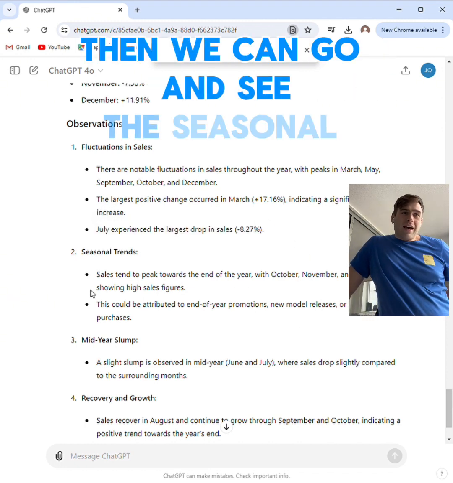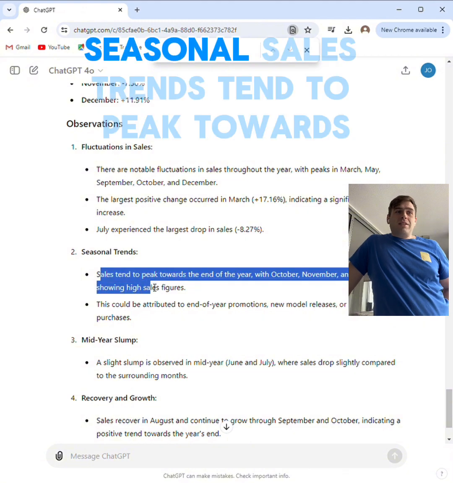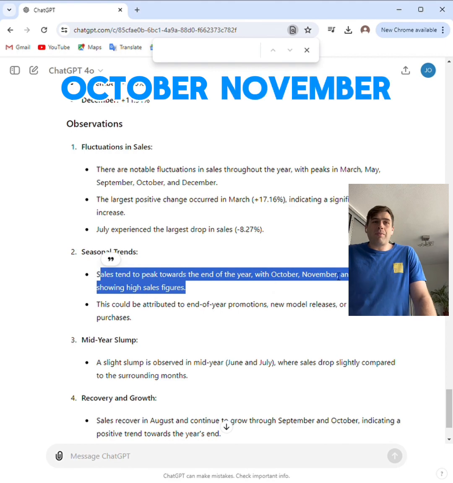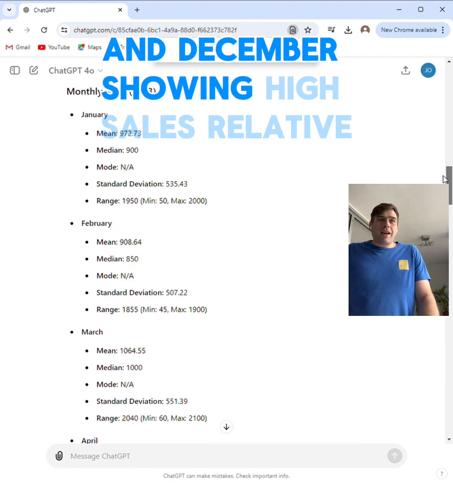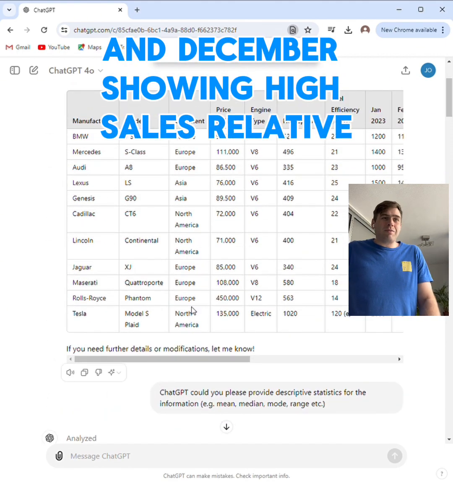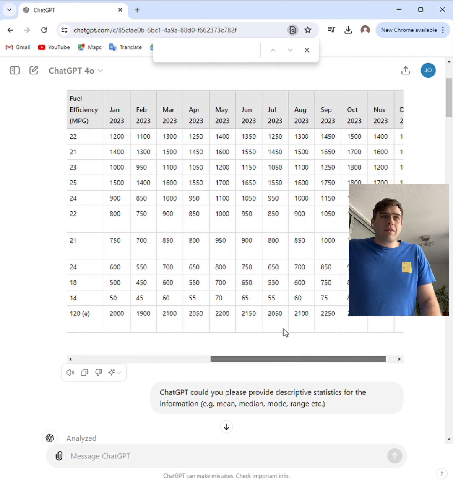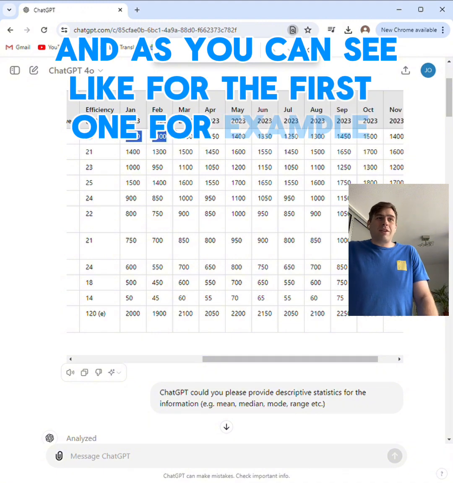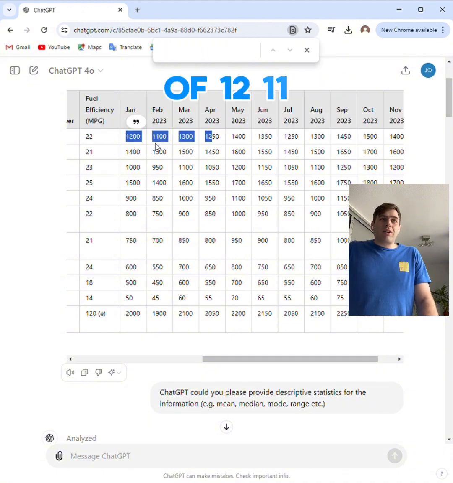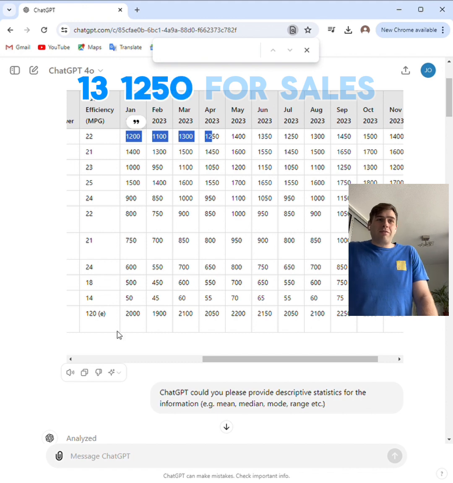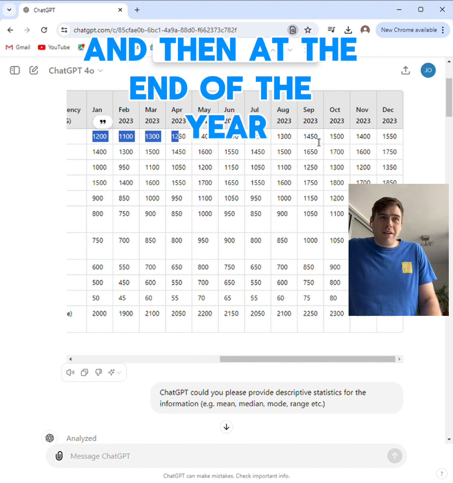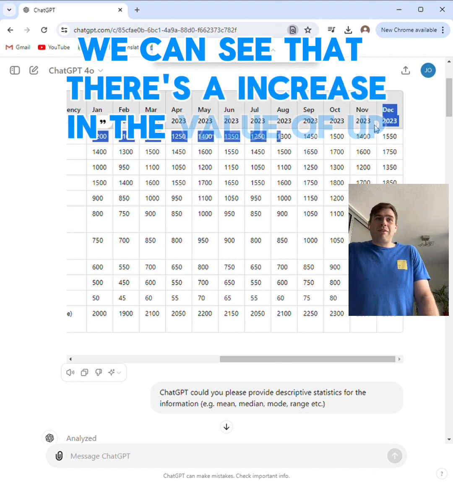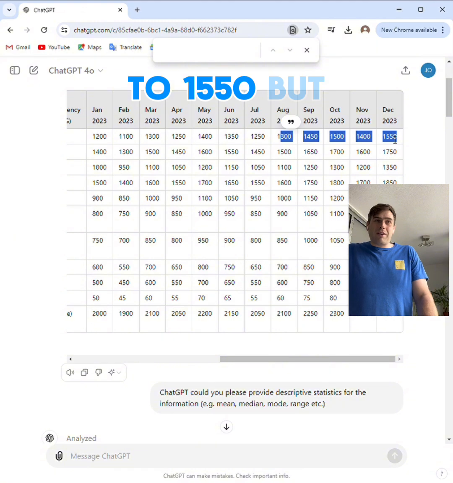Then you can go and see the seasonal trends. Seasonal sales trends tend to peak towards the end of the year, with October, November and December showing high sales relative to the rest of the year. And as you can see, for the first one, for example, we have 1200, 1100, 1300, 1250 for sales, and then at the end of the year we can see that there's an increase in the value up to 1550.